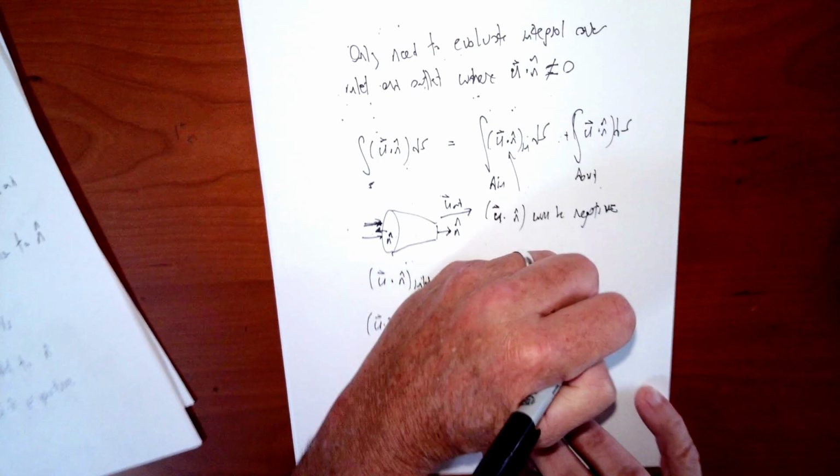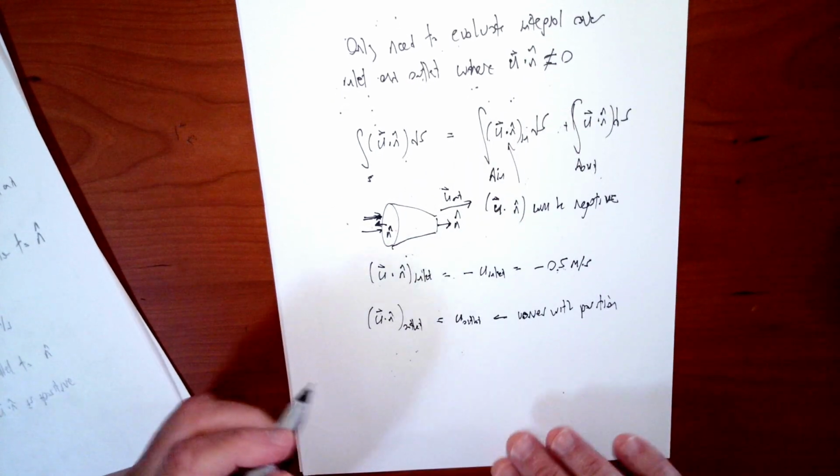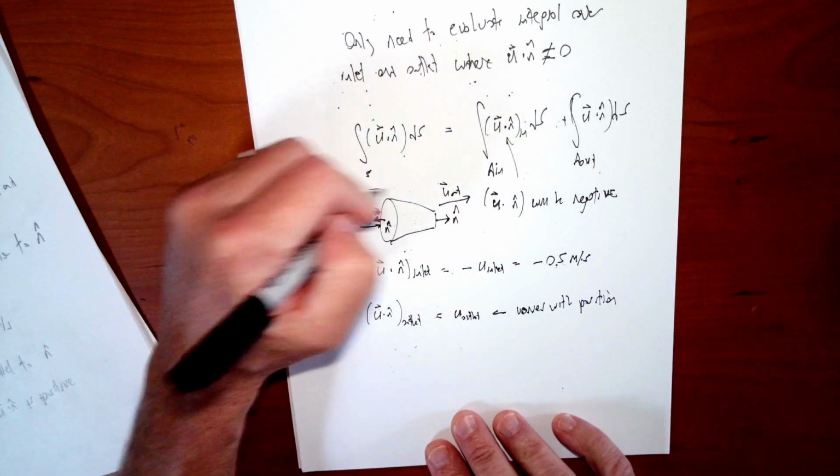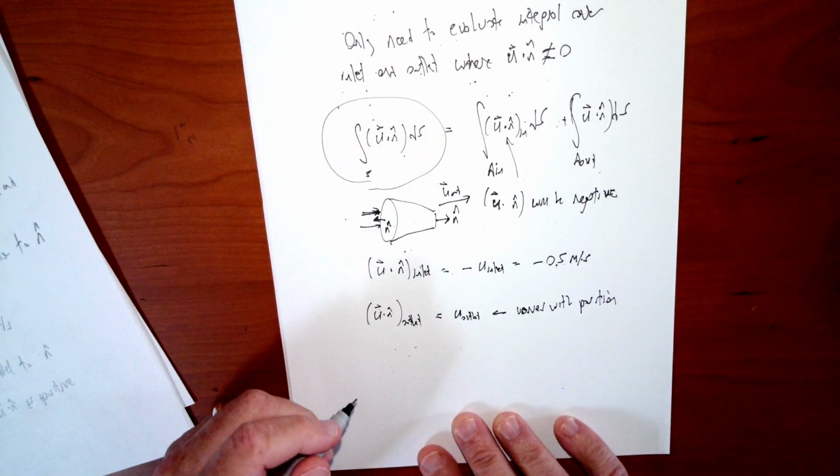Or at least we don't know that it doesn't. So that's going to be our next challenge. So let's write up what we know. We know that this thing has to be equal to 0.